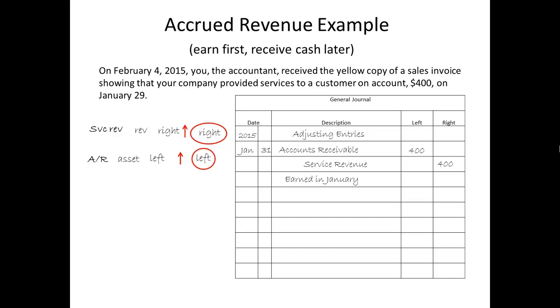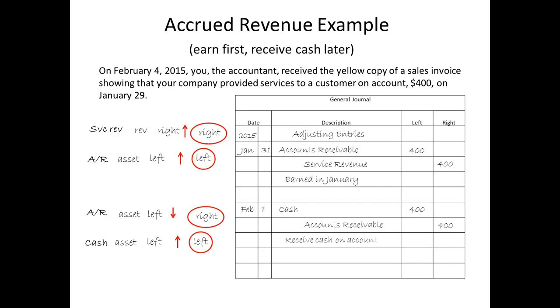When we receive cash from our client, hopefully sometime in February, we will debit cash and decrease accounts receivable by putting it on the right side of our entry. The effect of our adjusting entry is that we followed the revenue recognition principle and recorded our revenue when we earned it in January, even though we received cash later.